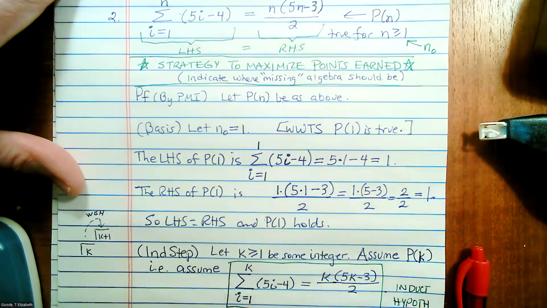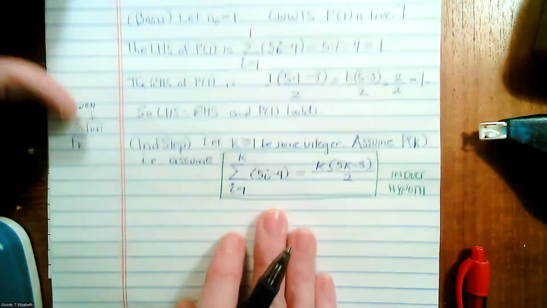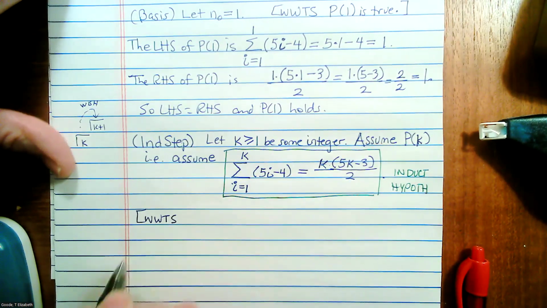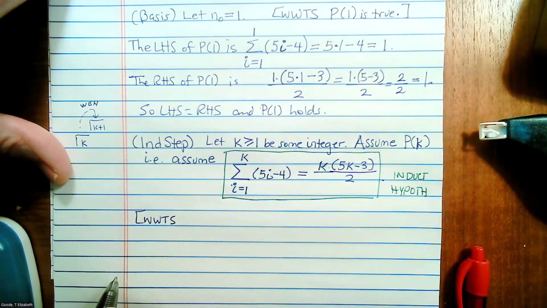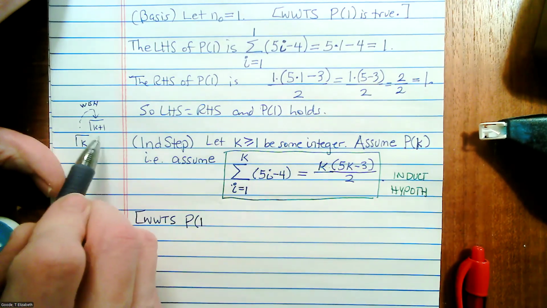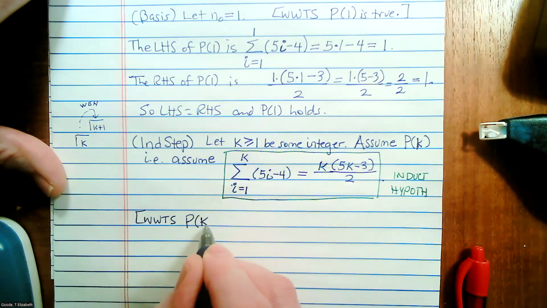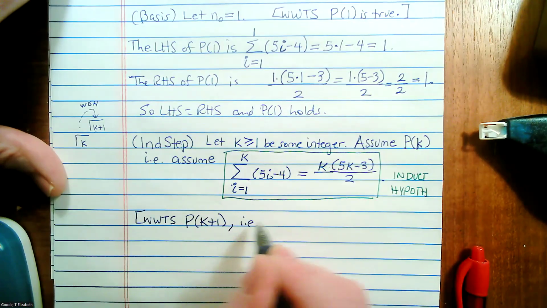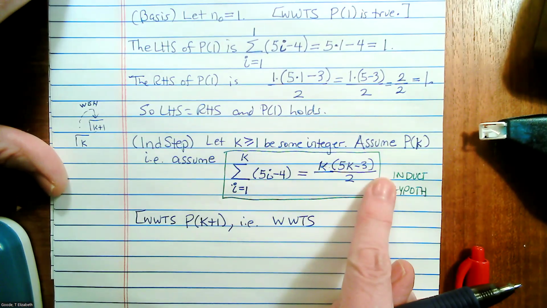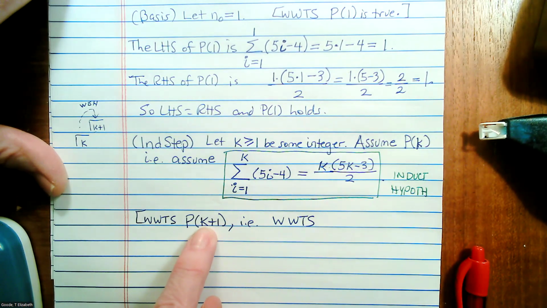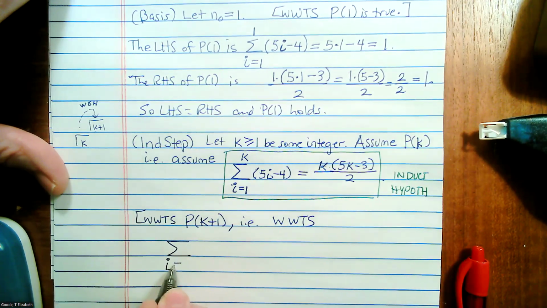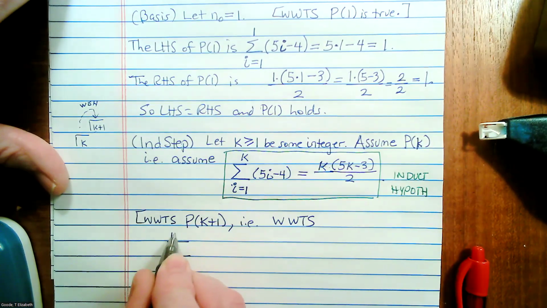Let's go ahead and write our wish. And now we don't need to see this anymore because we can see P of K. So what do we wish to show? P of K plus 1. Nice. Let's write exactly what our wish is. That means everywhere we see a K now, we're going to replace it with the argument K plus 1.